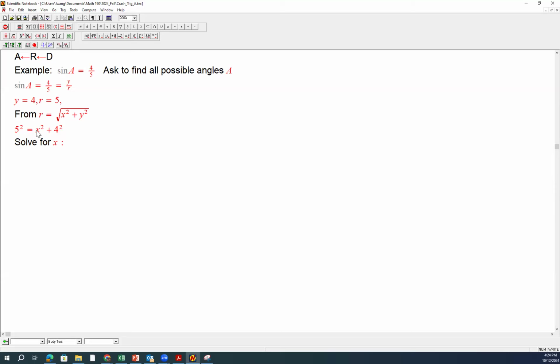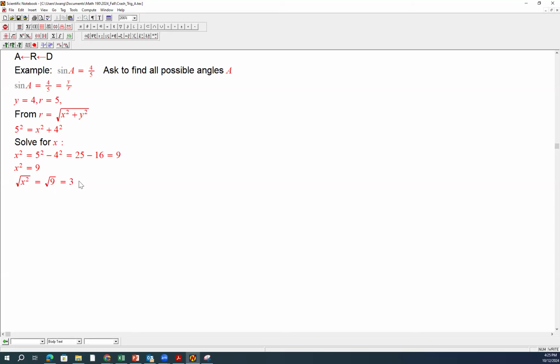Let's see what we get for X. We first get X squared. That equals 5 squared minus 4 squared, and that's 25 subtract 16, which is going to equal 9. So we got X squared equals 9. What does X equal? We're going to take the square root on both sides. That equals the square root of 9. The square root of 9 is 3.